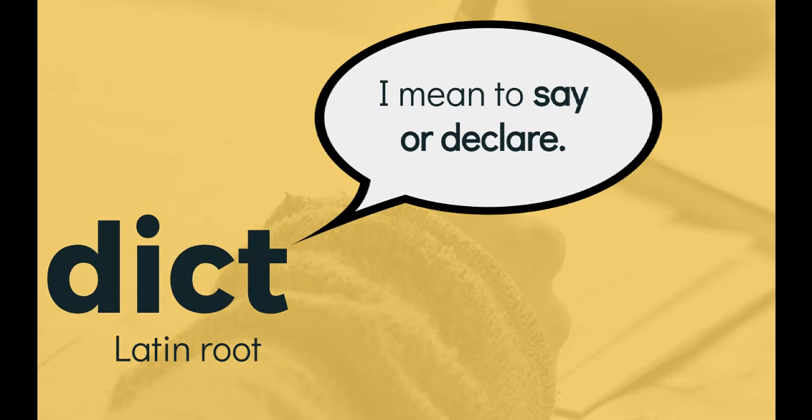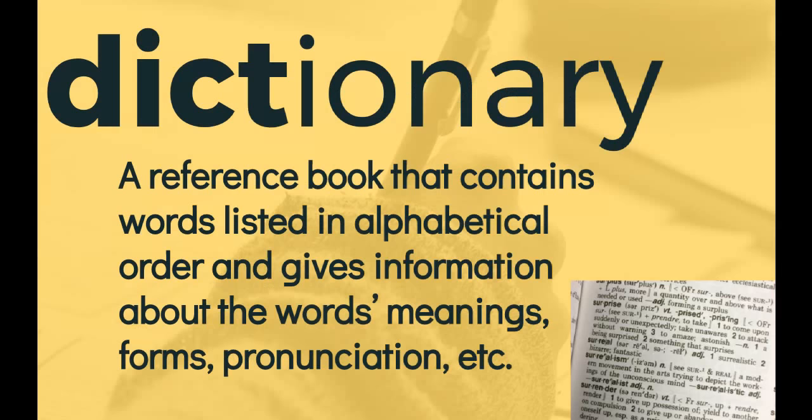Your first word is dictionary. This is a reference book that contains words listed in alphabetical order and gives information about the word's meanings, forms, pronunciation, etc. So if you weren't sure how to pronounce or what kind of word or what a word meant, you would look in a dictionary.